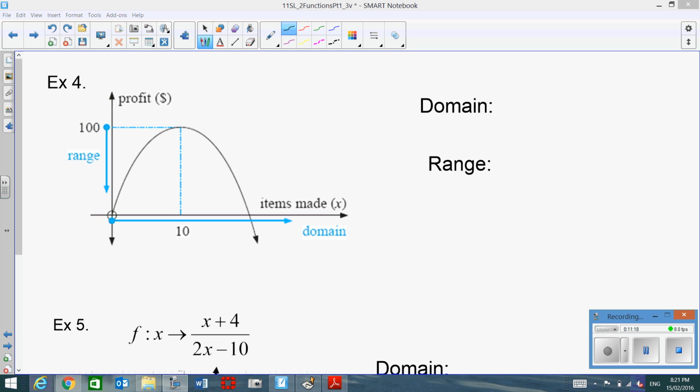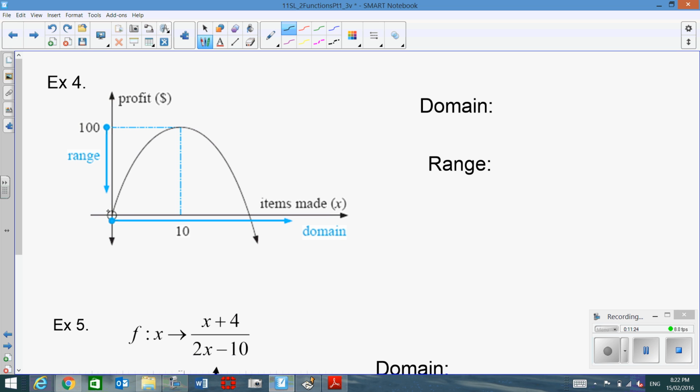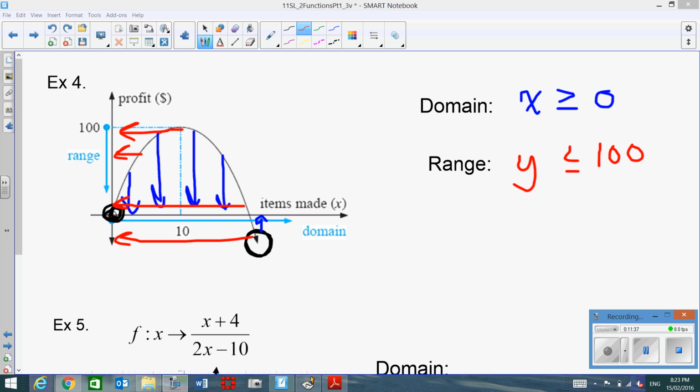Looking at example 4, go ahead and try on your own what the domain and what the range would be. Notice that you have a point at 0, 0, and you have an arrow going downward on the right. So how does that affect your domain and your range? Go ahead and pause and try this one on your own. Go ahead and check if you agree. Notice the red for the range, blue for the domain.